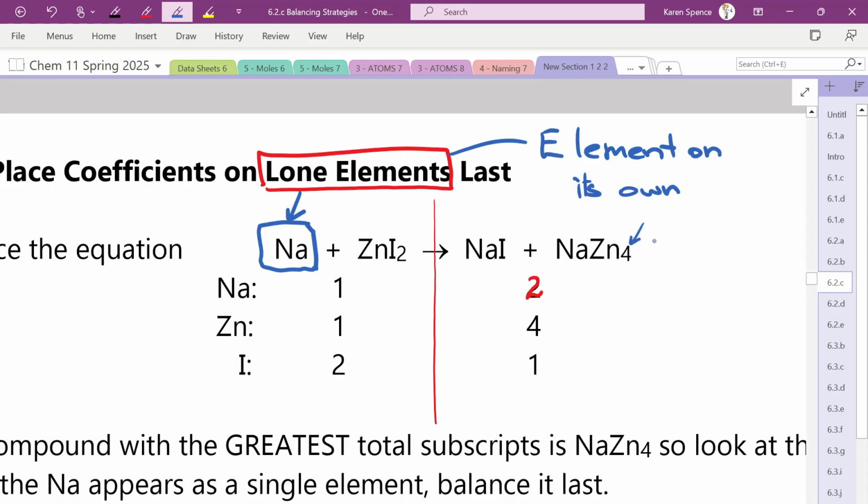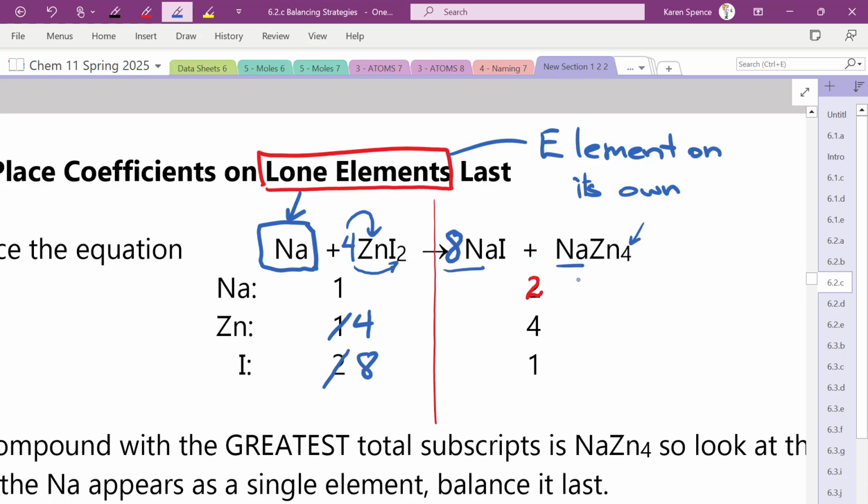We have 4 zinc over here, so why don't we put a 4 in front of ZnI2? That changes zinc to 4. It also changes I to how many? 8. And remember, leave the sodium alone. Don't do anything with sodium. Let's fix the iodine first. Do the sodium last. So we have 8 iodine. So let's put an 8 in front here.